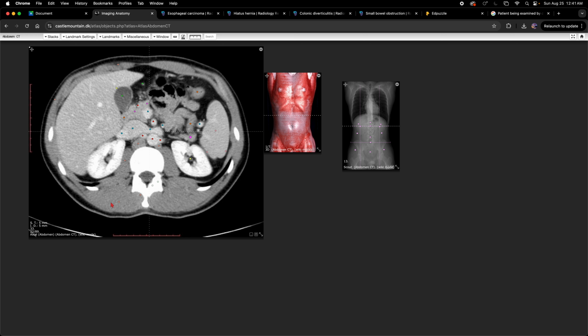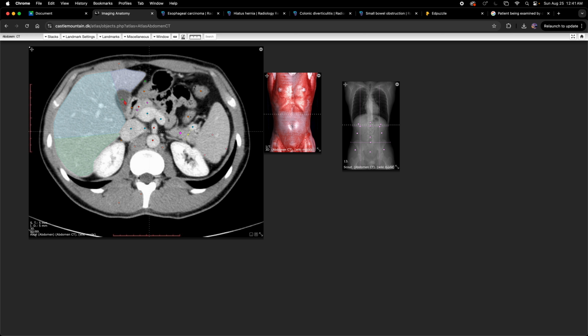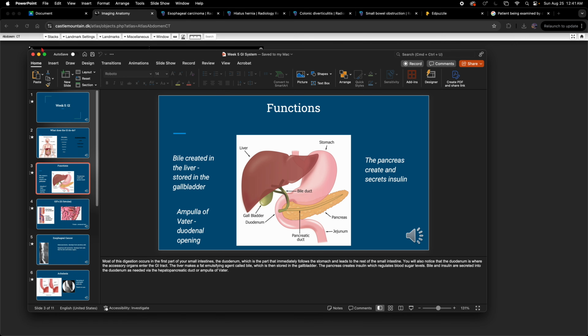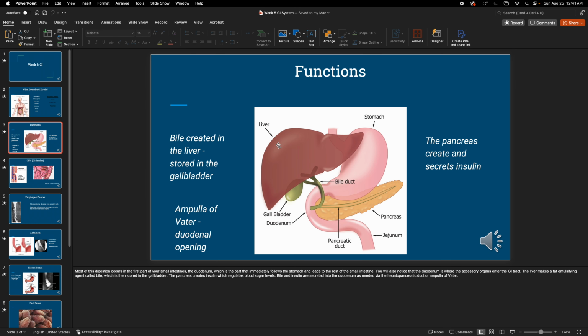And if you were astute enough, you would have figured out that this is the gallbladder right here. So bile is created in the liver, stored in the gallbladder, and secreted into the duodenum. Right? So we've identified a bunch of things on here. Bile, created here in the liver. We've identified the liver on CT, stored in the gallbladder, secreted into the duodenum.